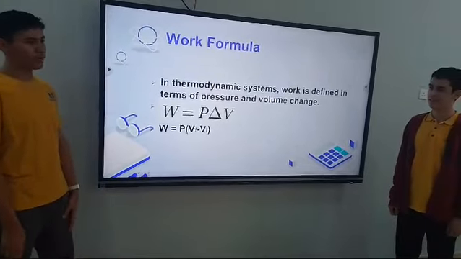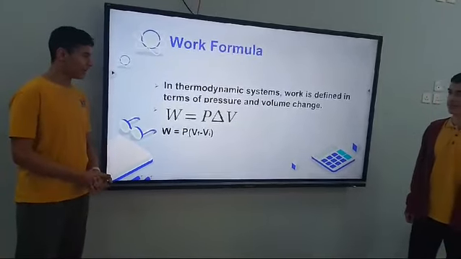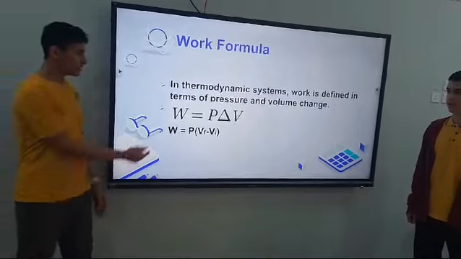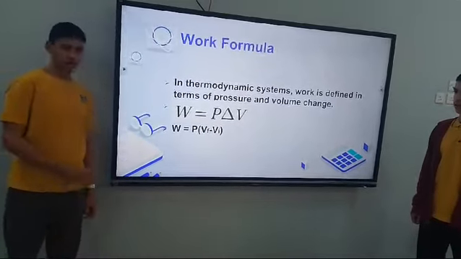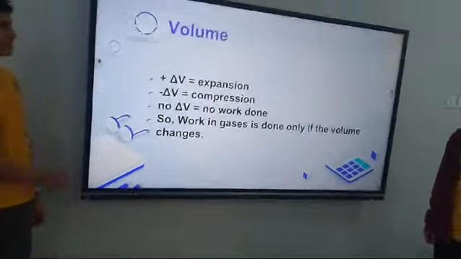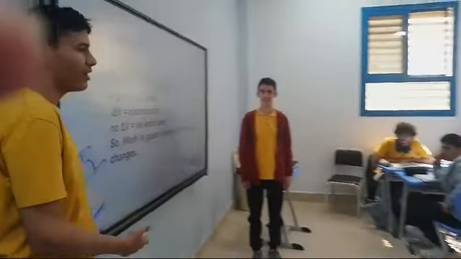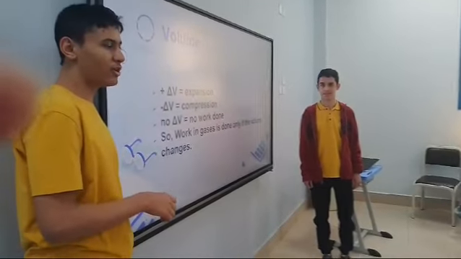So we'll take the work formula, but in gases only. So this is the work formula. We have pressure and change in volume, and only gases. And lastly, when we have a positive change in V, it's expansion. When we have negative change in V, it's compression. And when we have no change in V, no work is done, because work depends on volume, not on pressure.